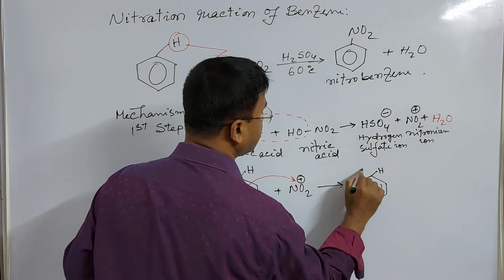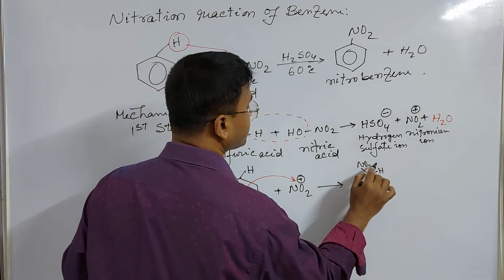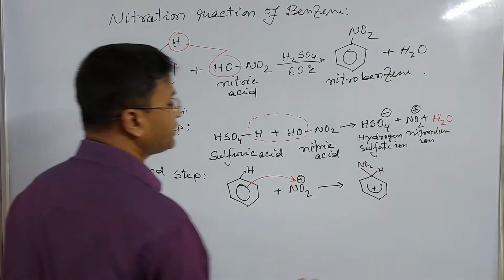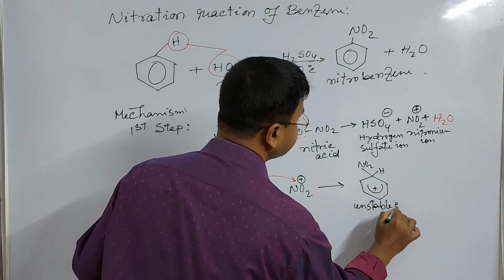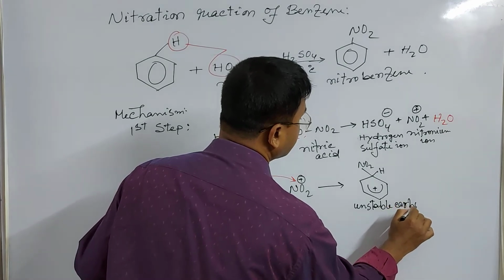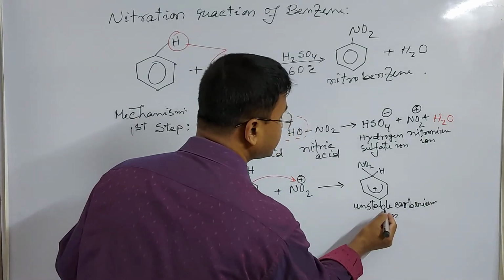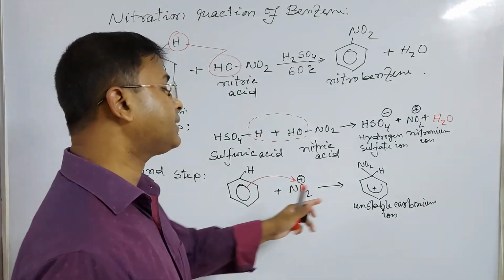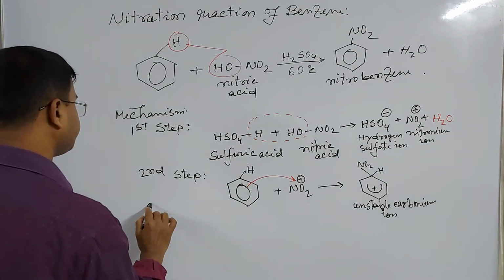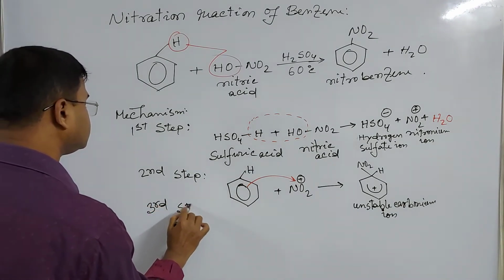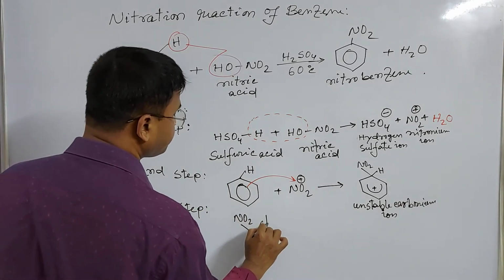I will discuss the sigma complex after finishing this mechanism. This is an unstable carbonium ion, and the carbonium ion is also known as a carbocation. All of you know that if carbon contains a positive charge, it is known as a carbonium ion. And the third step, I provide here the carbonium ion.